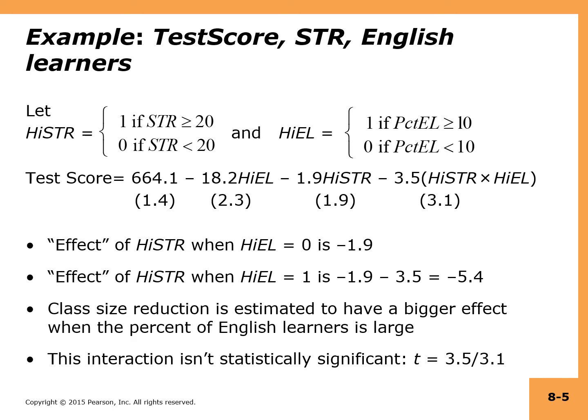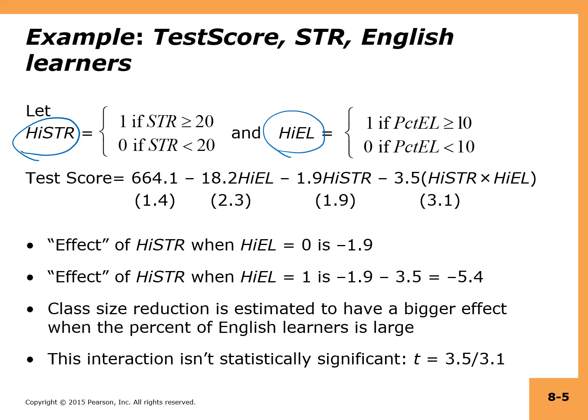Let's go through our example. So here we have this new variable called high STR, where if STR, or student to teacher ratio, is greater than or equal to 20, then it equals 1, or 0 otherwise. And then we also have a new variable called high English learner, which says that if percentage of English learners is greater than or equal to 10%, then it's 1, or 0 otherwise. So these are 2 dummy variables that indicate whether you have a high student to teacher ratio or a high percentage of English learners in the district.